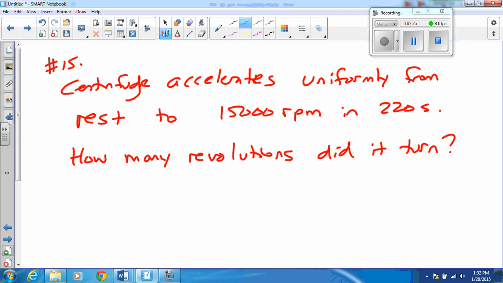Okay. So first of all, visualize this. Have you guys used centrifuges in the chemistry lab? Do you know what they are? How many of you can picture a centrifuge of some sort or another? Some of you. All right.